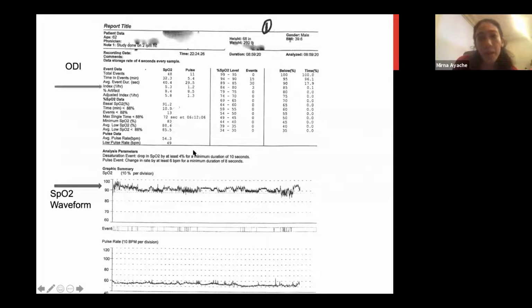So this is an example of an overnight pulse oximetry that you can just get handed and be asked, so what do you think? Does this patient have obstructive sleep apnea? What does this patient have?